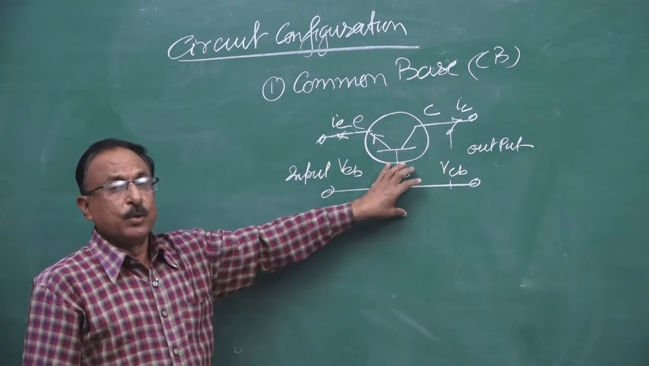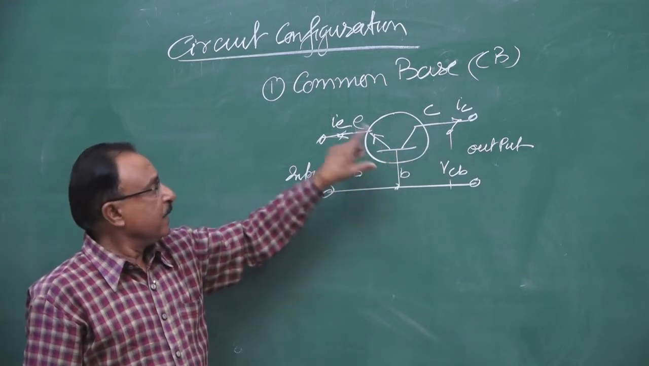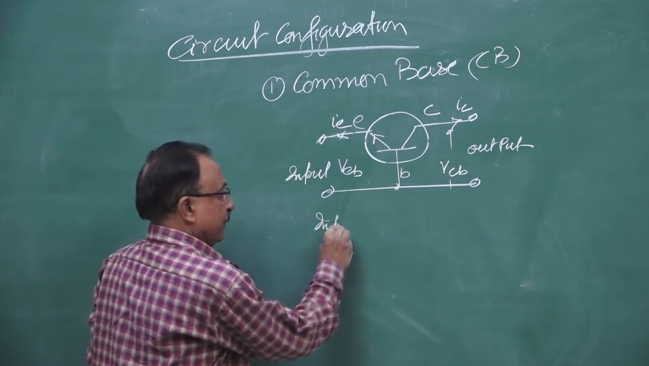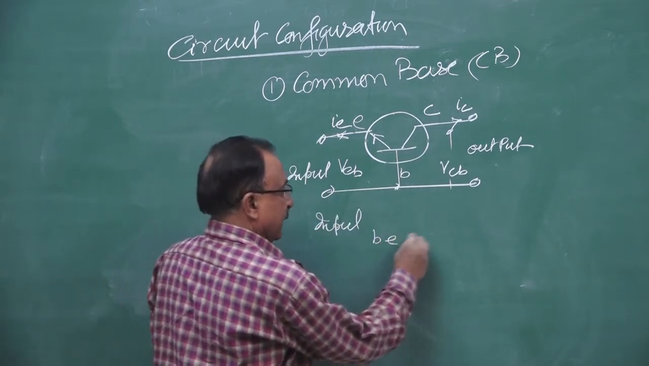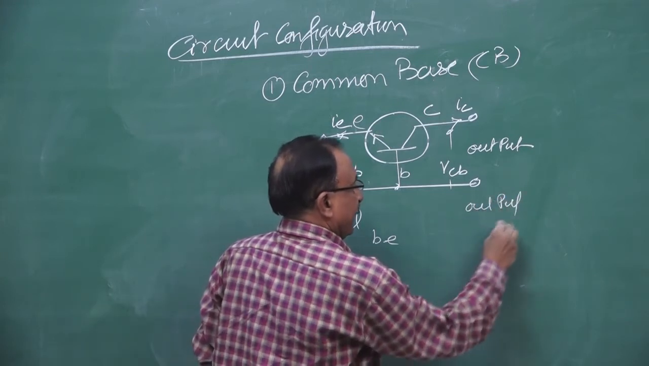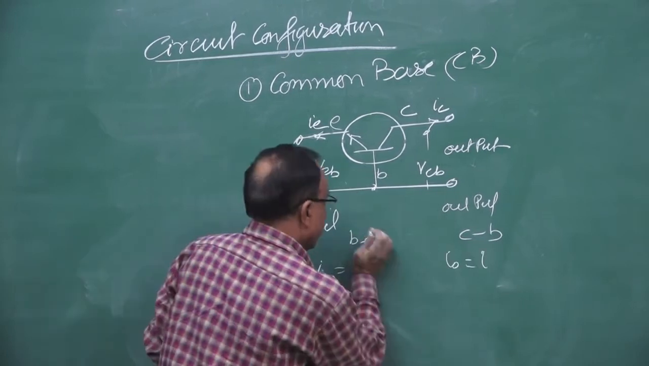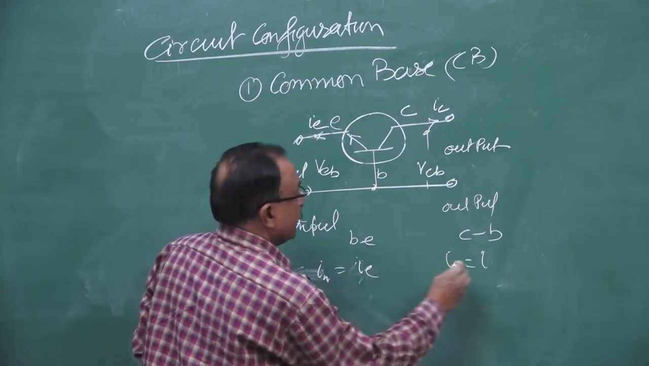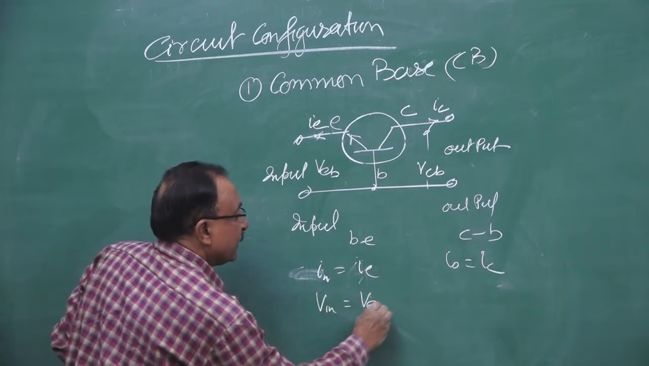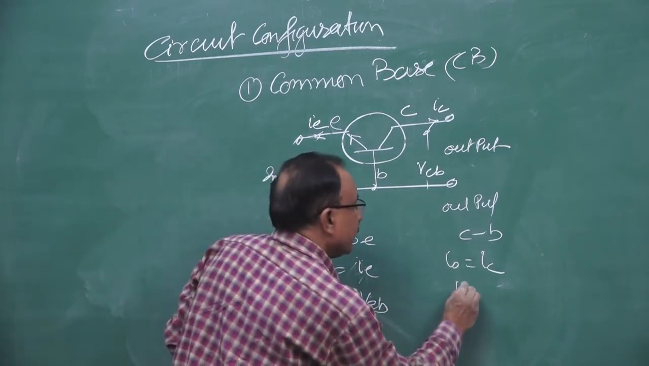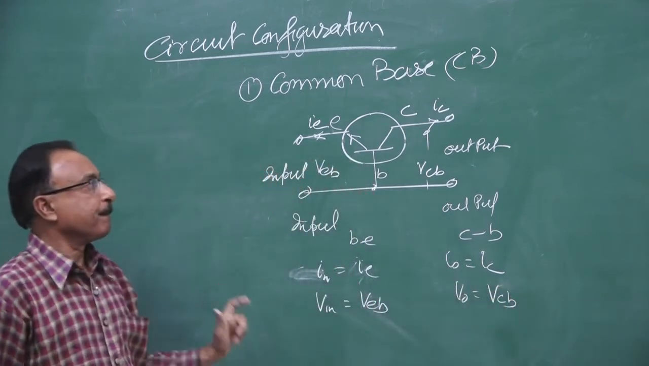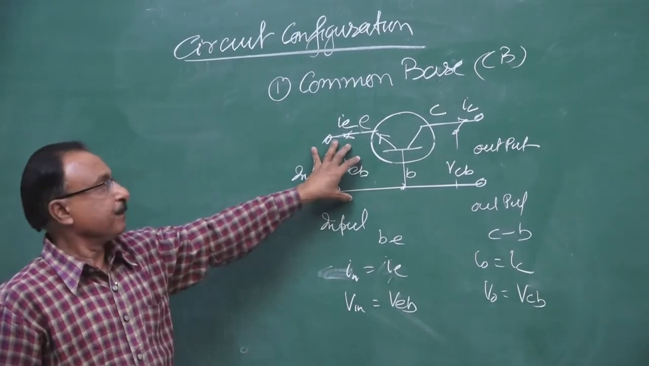Base current we will ignore because it is grounded. So this is the common base circuit, with the input between base and emitter and the output between collector and base. Input current is the emitter current, output current is the collector current. Input voltage is the emitter-base voltage, output voltage is the collector-base voltage. This is the common base circuit.